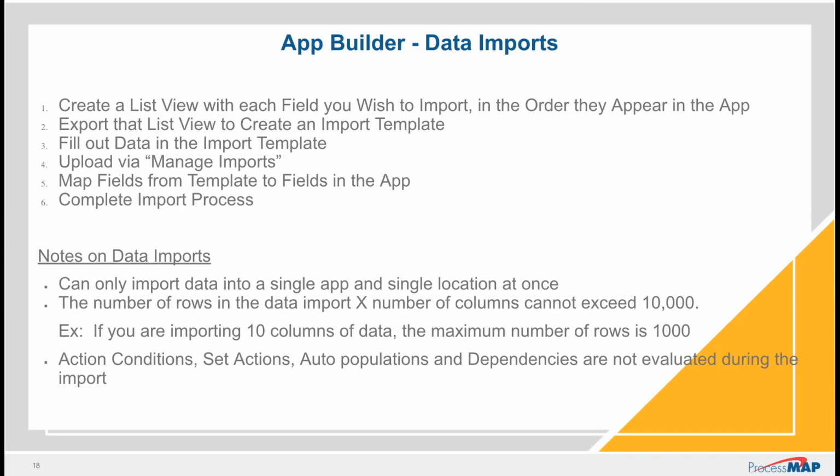You can only import data into a single app and a single location at one time. Also, the number of rows in the data import times the number of columns cannot exceed 10,000. So if you're importing 10 columns of data, the maximum number of rows is 1,000. Now, if you do have more than 1,000 rows of data, you can do the import through multiple spreadsheets, but the max would be 1,000 at once.